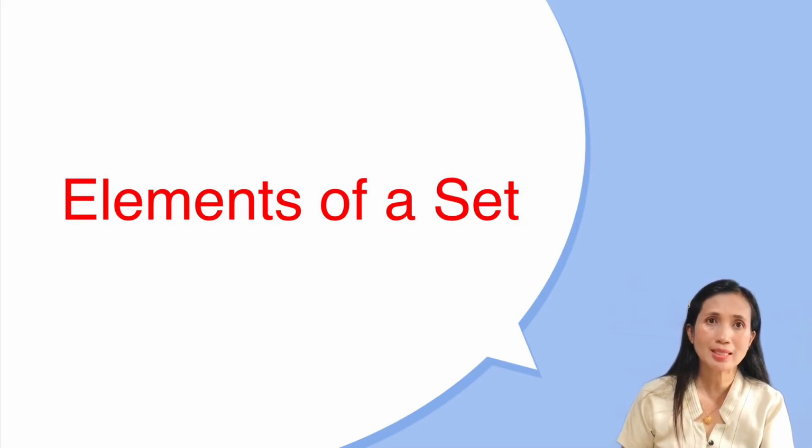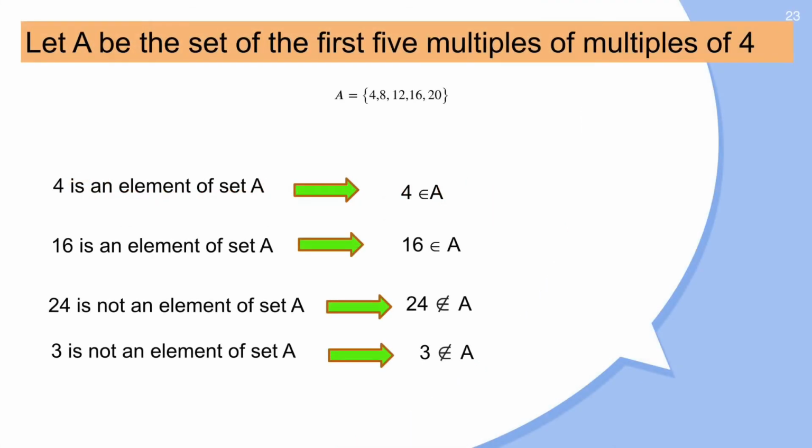Now let us operationally define the elements of a set. Now let us have this example. Let A be the set of the first 5 multiples of 4. So set A is equal to the set of 4, 8, 12, 16, and 20. So in here, 4 is an element of set A, 16 is an element of set A, 24 is not an element of set A, 3 is not an element of set A. In symbols, we have the following. So take note of the symbols for element and not an element.